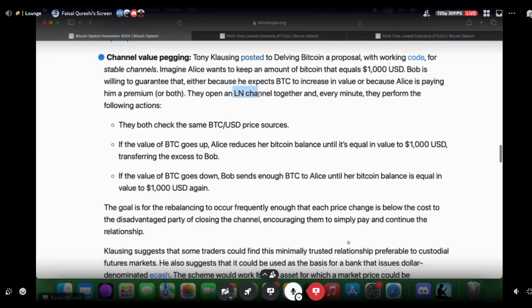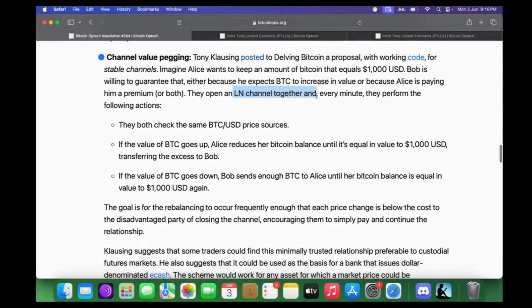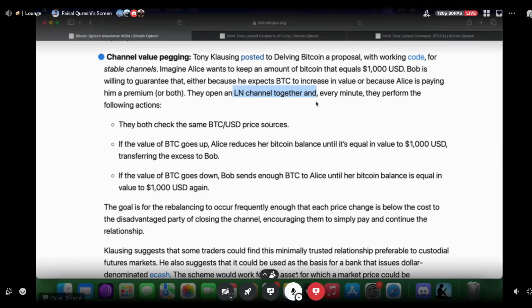Also the Lightning channel, right? They open a Lightning channel together. But how do they make sure that they respect the clause? Getting the price and updating it, those kinds of things happen outside. That implementation, I'm not sure.